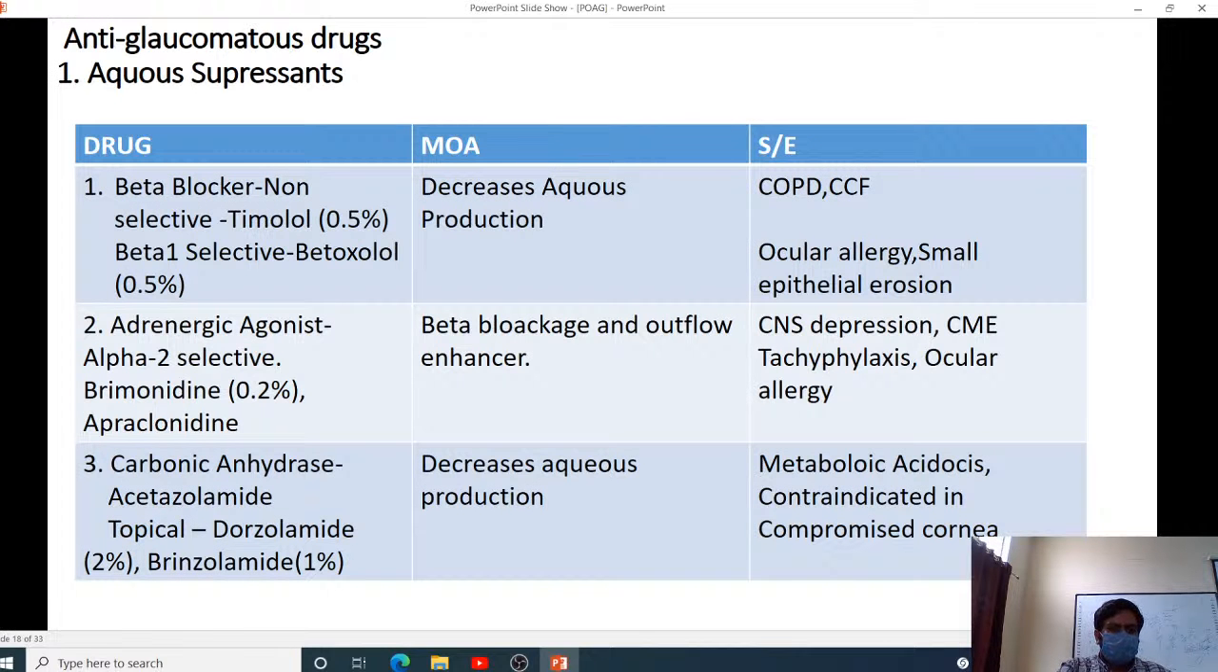So first, going to aqueous suppressants, the first and foremost important are beta blockers, which are non-selective. Example, timolol 0.5%. The mechanism of action is the same for all the beta blockers, that is they decrease aqueous production. Very important, you have to remember the side effects of these drugs, because these are old patients who will have multiple systemic problems, so you have to give these drugs very carefully. If the patient has COPD, asthma or congestive cardiac failure, you cannot give timolol. So those are the side effects and contraindications.